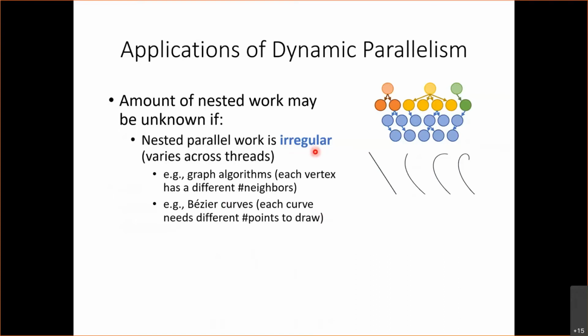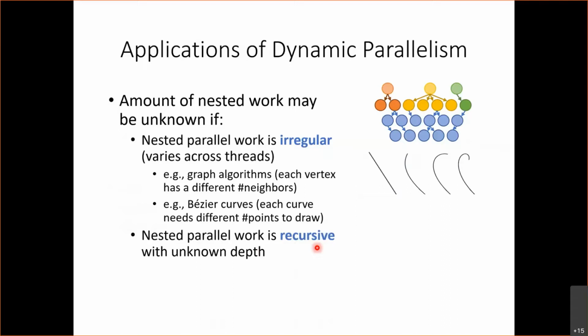Now another category of applications where the nested work may be unknown is where the nested parallel work is recursive with unknown depth. Maybe all the threads that launch all have the same amount of nested work inside of them, but what differs across threads is whether they choose to launch or not. So maybe I have some kind of recursion, and each thread may or may not recurse depending on some information that it figures out at runtime.